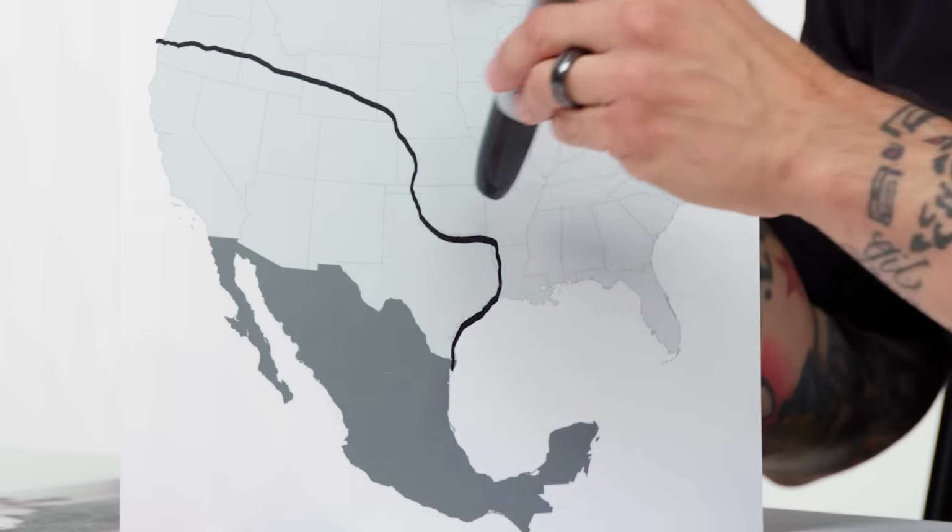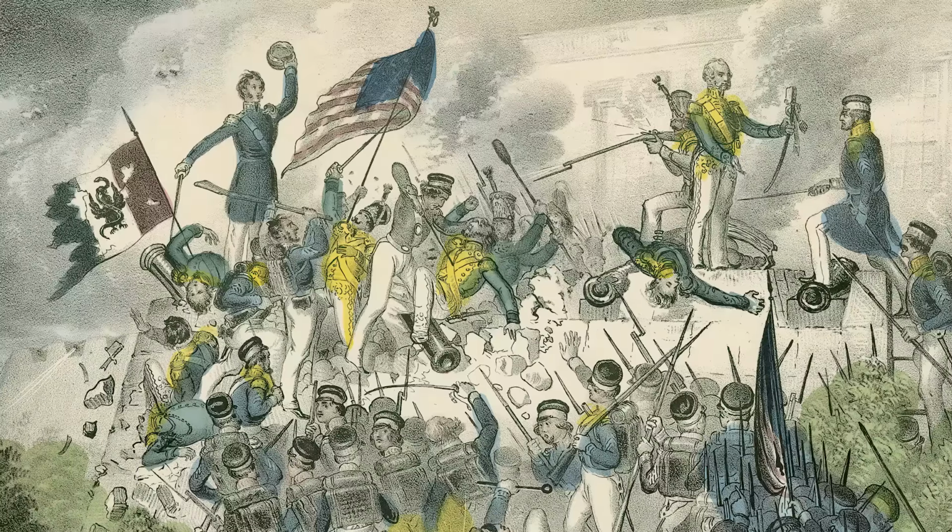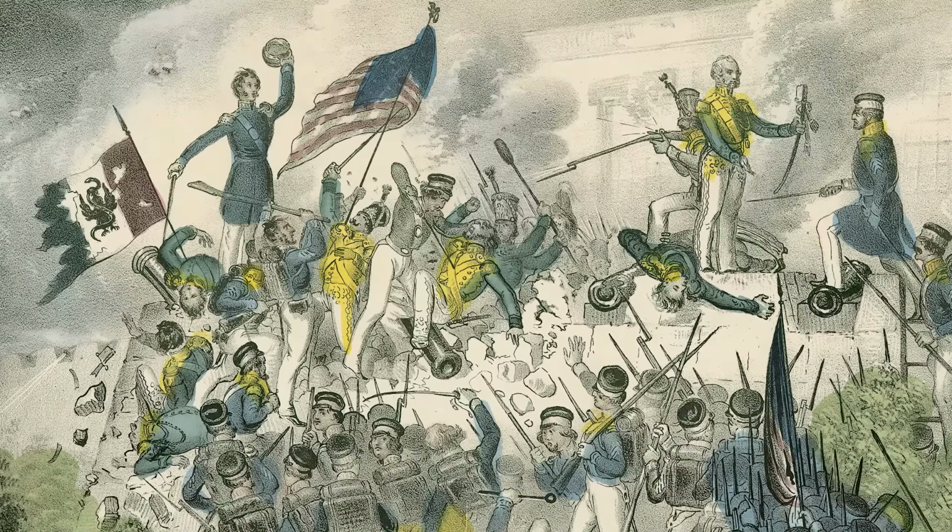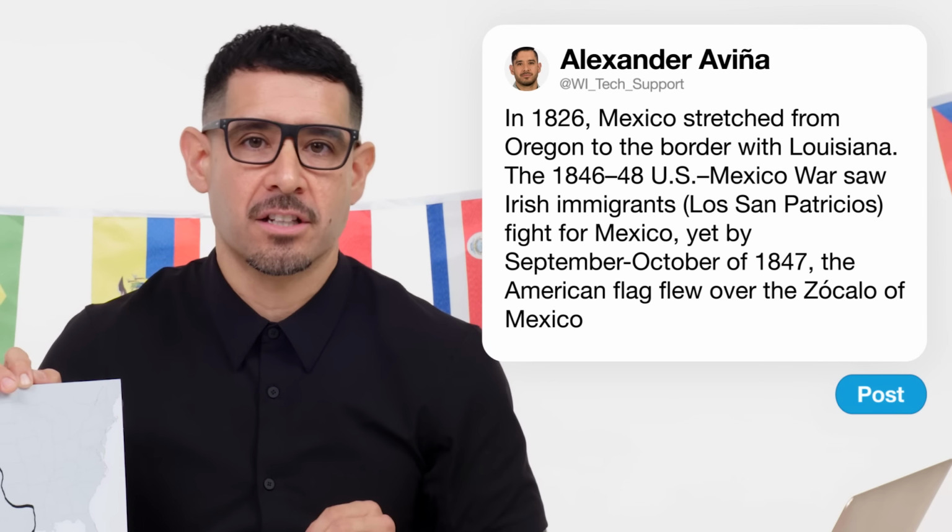The United States sent a different force from New Orleans, and they eventually make it to Mexico City after a series of really important battles. By September, October of 1847, the American flag will be flying over the Zócalo of Mexico City.